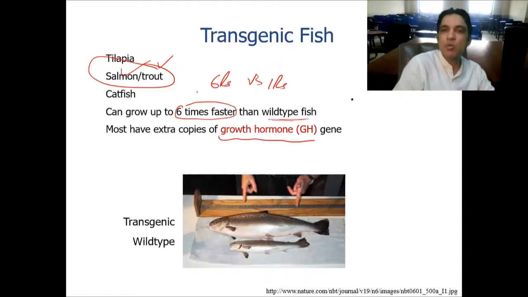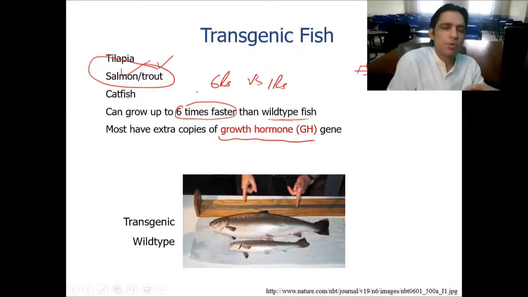Now the growth hormone is something which should be produced over a period of time in the life of the fish. And that is under the control of a certain promoter as well. The growth hormone is not supposed to be overexpressed. It's a gradual production of growth hormone over a reasonable amount of time. That overall defines how much that organism will grow, how big it is.